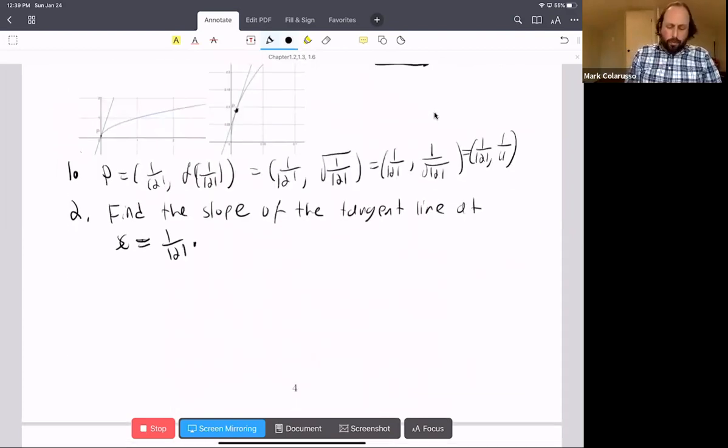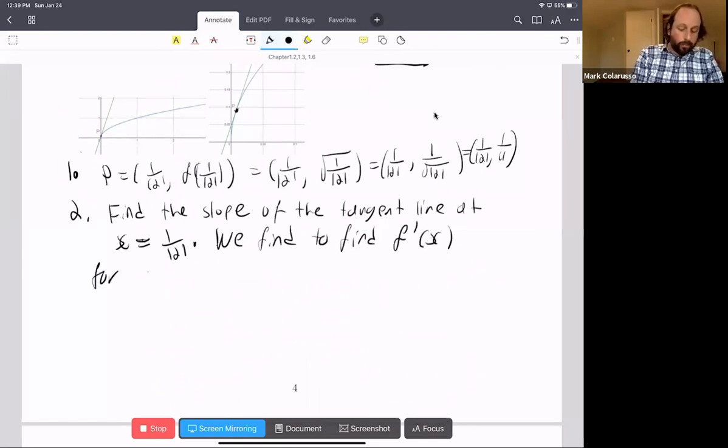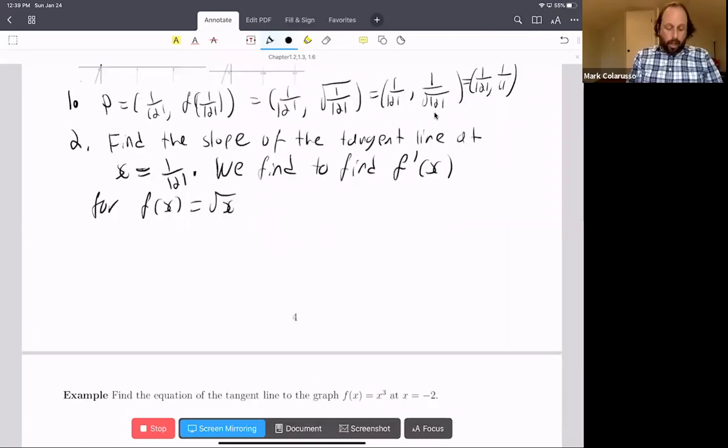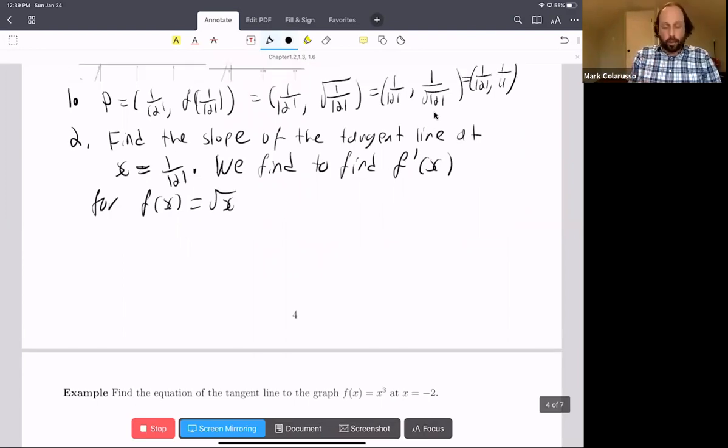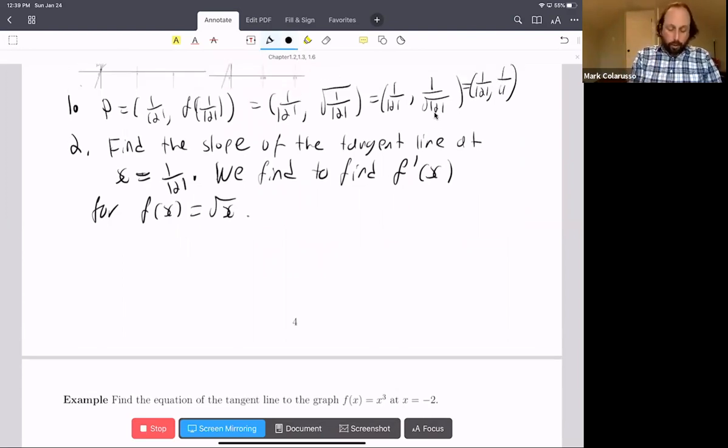Okay, so how do we find it? We need to find f prime for f of x equals root x. Now, for this, you can actually use the power rule. I said first we're going to think about it for integers, but this power rule actually works for rational exponents as well. So we're going to write this with a rational exponent, x to the 1/2, and compute using the power rule.